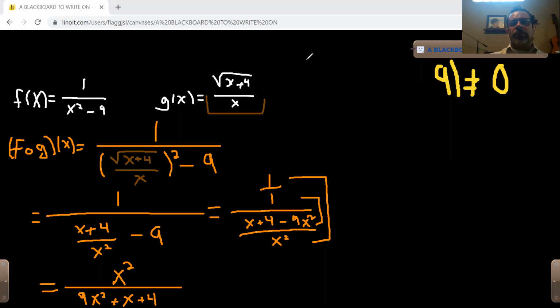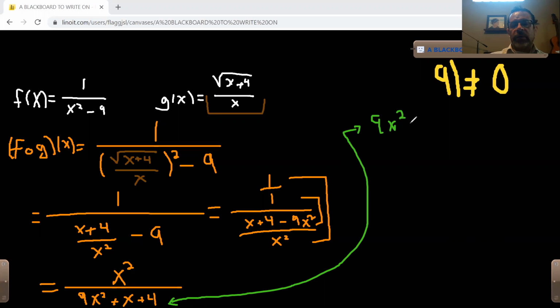Okay. Now, what would the domain be? The only restriction in the domain is that the denominator, which is this one here, cannot be 0. So 9x squared plus x plus 4 cannot be 0. So we would need to find the roots for this expression. I don't believe that it can be directly factored. So we would need to use the general formula just to do this quickly.